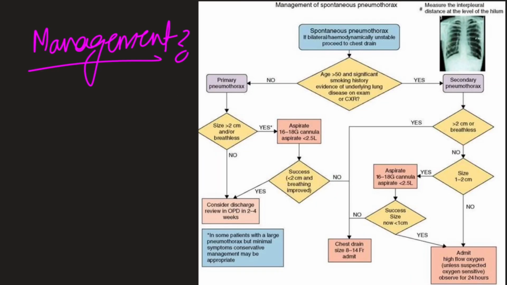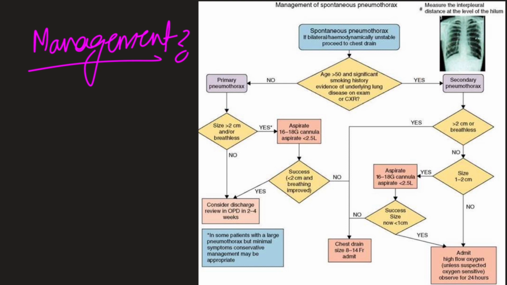This management chart is based on the British Thoracic Society's guidelines for management of a pneumothorax, and it says if a patient presents to you with spontaneous pneumothorax and it is bilateral and the patient is hemodynamically unstable, you proceed to place the chest drain. Or in a different scenario, if the patient's age is more than 50 with significant smoking history, or evidence of underlying lung disease on exam or chest X-ray, if that's a yes, this is a secondary pneumothorax.